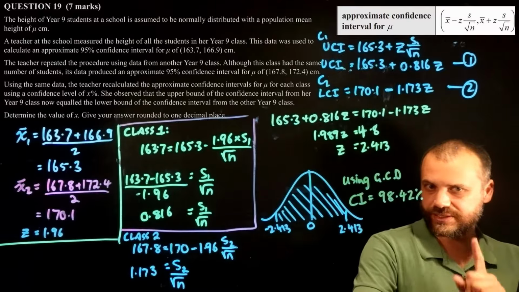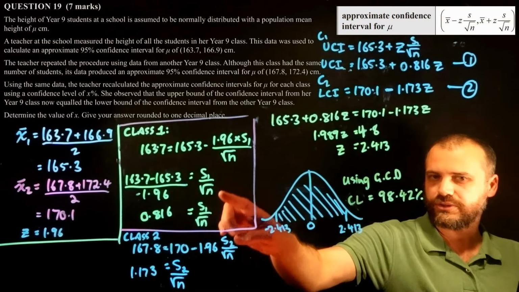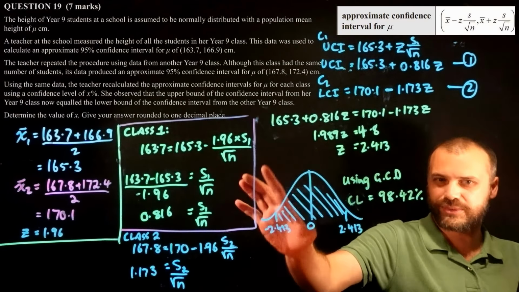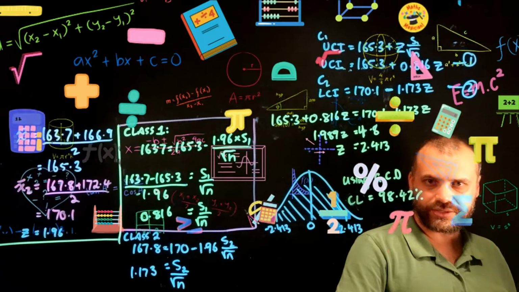So using our calculator, we get a confidence level of 98.42%. Fun little question here, a little bit of a stretch in the middle when you're realizing that you've got to use this, but you maybe don't realize it until you get to here, but celebrate.